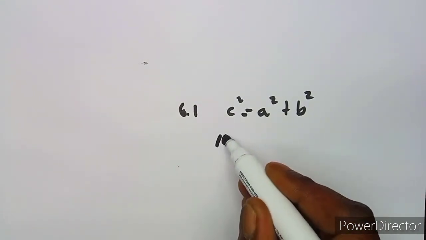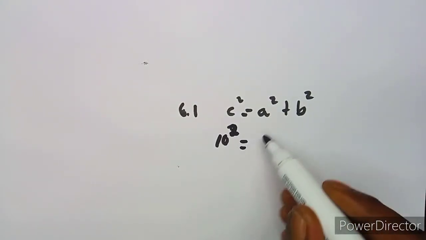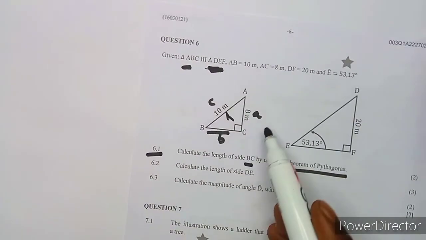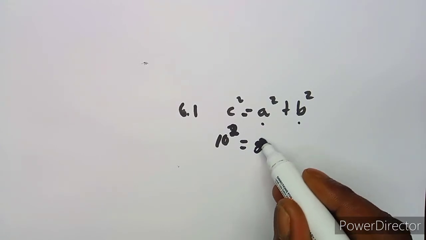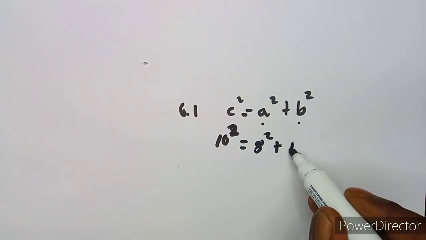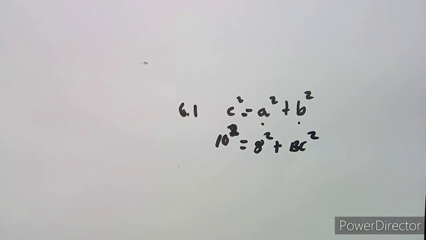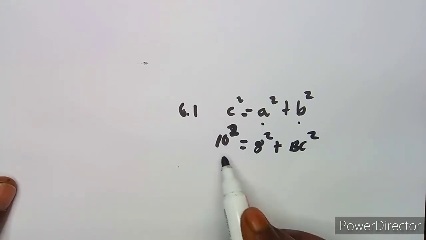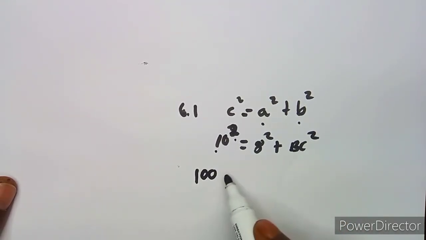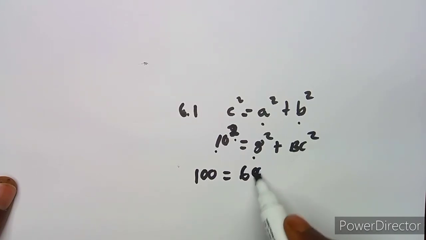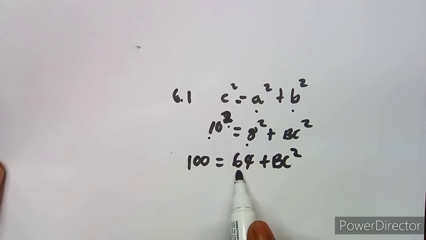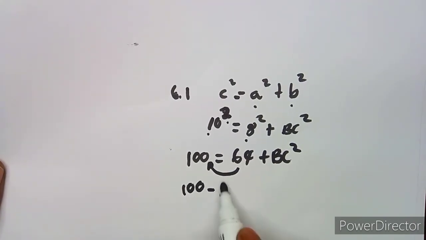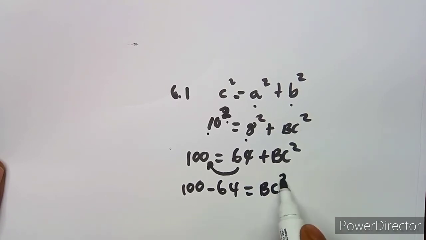So you've got 10 squared equal to a squared plus b squared. So a and b are the shorter sides, which are AC and BC. You can have your 8 squared plus BC squared, depending on how you want to write it. What you want to calculate is BC squared, so you have to transpose. So 10 squared, that is 100, is equal to 8 squared, which is 64, plus BC squared. All right, we can transpose this to this side, which is 100 minus 64 is equal to BC squared.